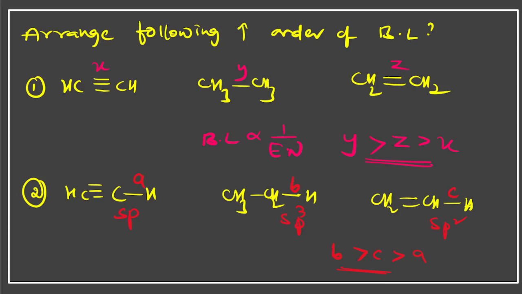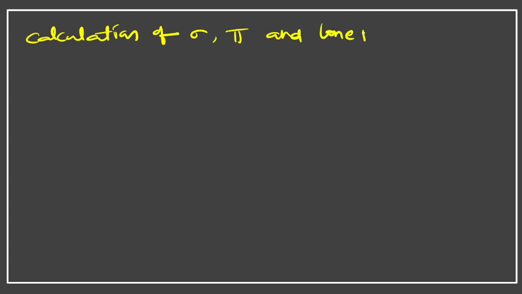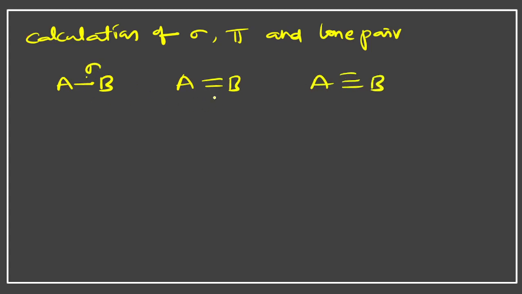Now, finding or calculation of sigma and pi bonds and lone pairs in the following compound. For example, a simple example: A single bond with B, A double bond with B, A triple bond with B. A single bond means one sigma. A double bond means one sigma and one pi. A triple bond means one sigma and two pi bonds.